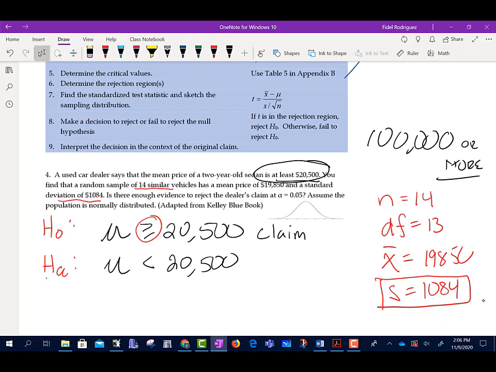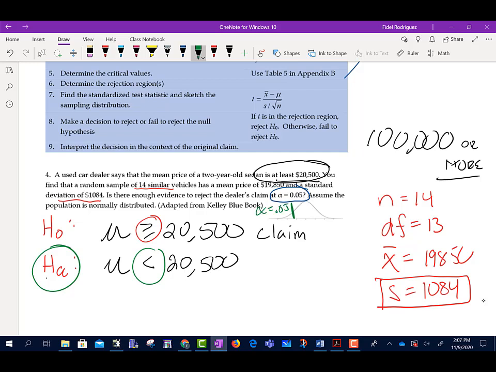Let's see, it says, is there enough evidence to reject the dealer's claim at alpha equals 0.05? Assume that the population is normally distributed. Okay, so first thing is, we know that alpha is 0.05. Second thing, is this a left tail, right tail, or two tail test? The way we determine that, we always look at the Ha. The Ha in this case is pointing to the left, so this is going to be a left tail test.